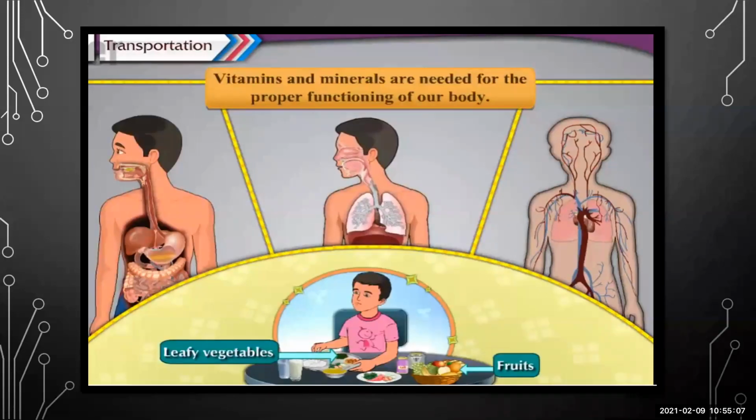So, for the proper functioning of our body, we should get the proper nutrients, vitamins, and minerals. And that we will get from leafy vegetables and fruits and whatever homemade food we are eating. Okay, so we need to get the energy and nutrients, so to get the energy and nutrients we have to eat healthy foods which contain leafy vegetables and fruits.